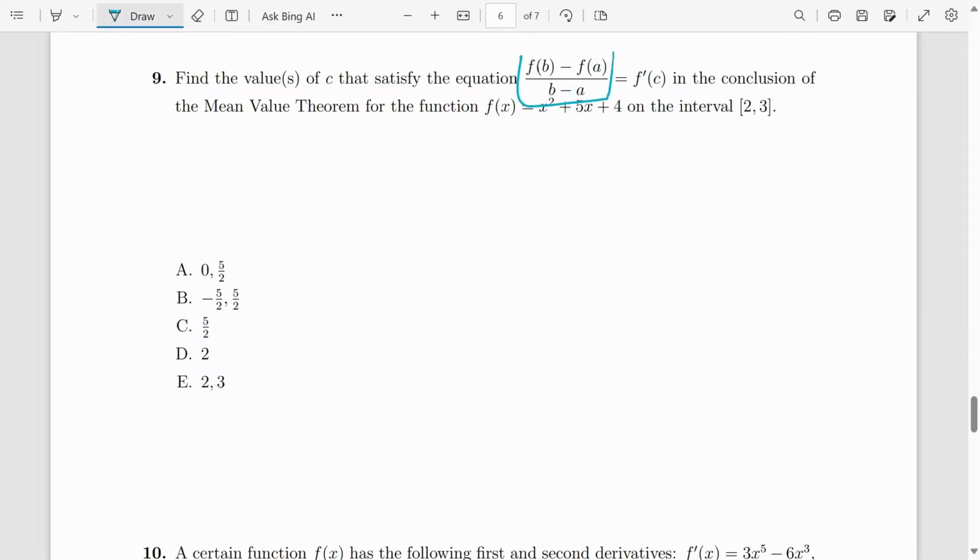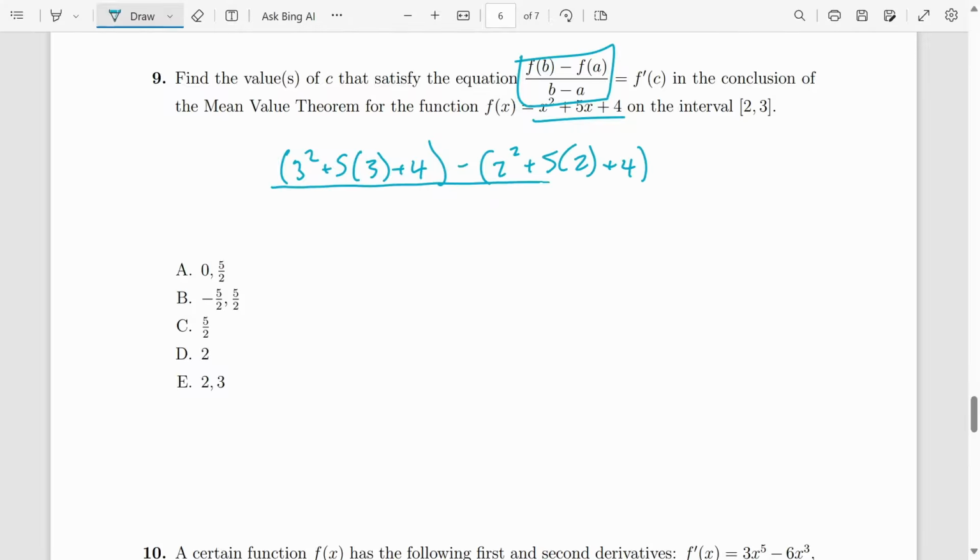So let's first solve this. Let's go ahead and plug in 2 for A and 3 for B, and x squared plus 5x plus 4 for f of x, and see what we get. So this will be f of b. So f of 3, that's 3 squared plus 5 times 3 plus 4, minus f of a, same thing but with 2, so 2 squared plus 5 times 2 plus 4, all over b minus a, that's 3 minus 2. So on the bottom it's just going to be divided by 1, so we only have to worry about the top.